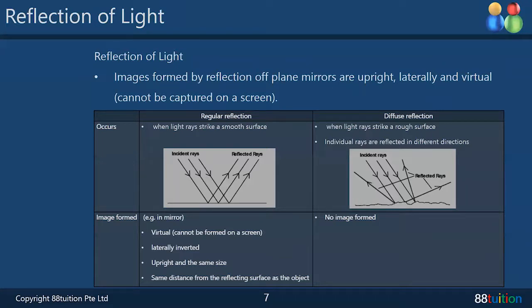I see incident rays, reflected rays, and the regular reflection and diffuse reflection. Exactly. So the left hand side is regular reflection and the right hand side is diffuse reflection. That's what we're going to study now.